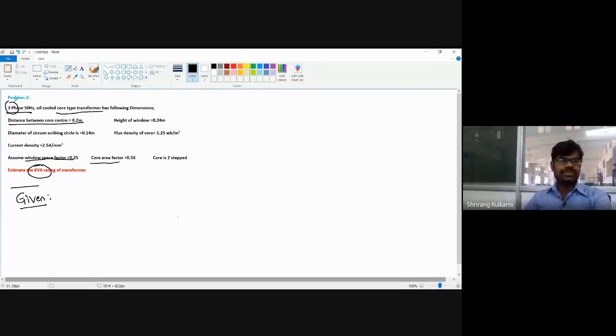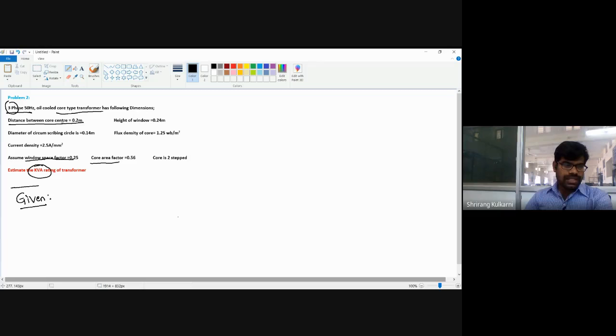It is a three-phase transformer, so we have to use the three-phase equation. The three-phase equation is Q = 3.33 f Bm Ai Aw Kw δ × 10^-3. That equation we have to use.